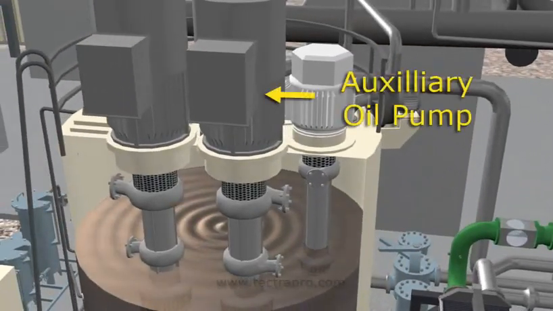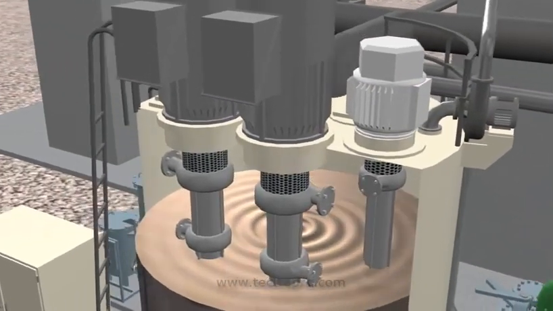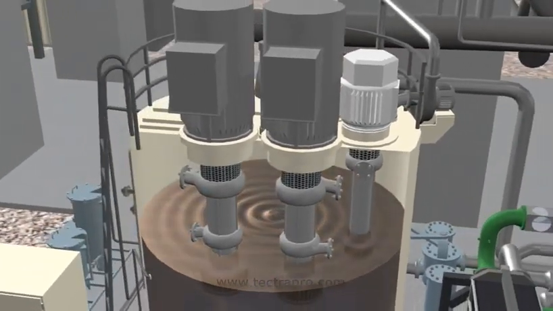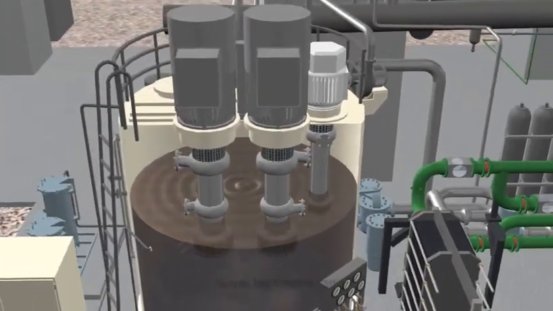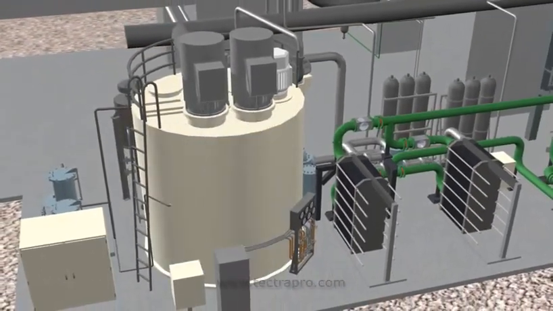The AC motor-driven auxiliary oil pump is located to the west of the main oil pump and serves as a backup supply for low-pressure bearing oil and high-pressure control oil. The high-pressure control oil system supply will be briefly discussed later in this presentation.